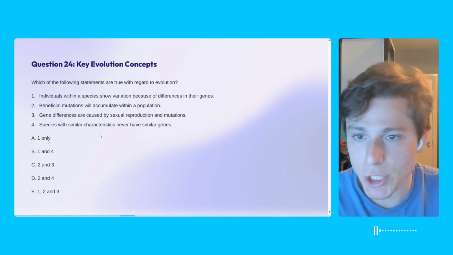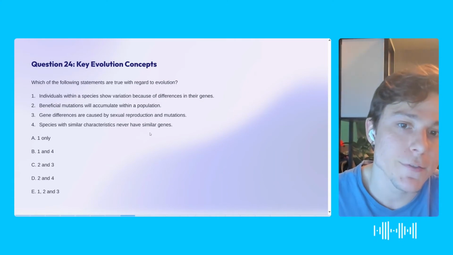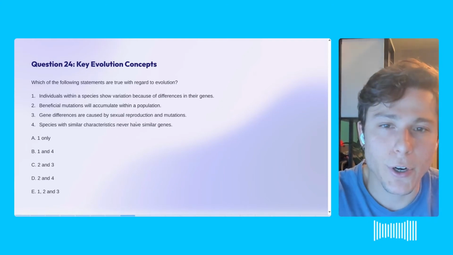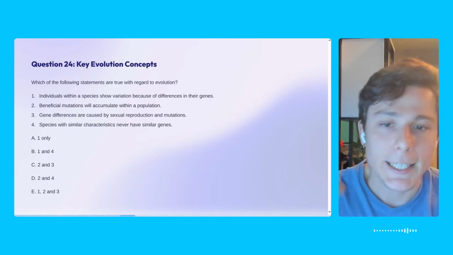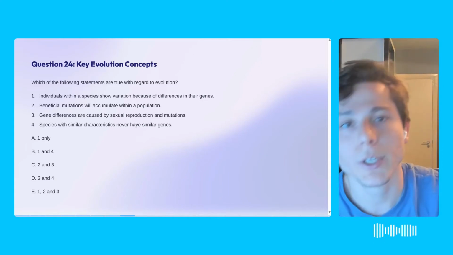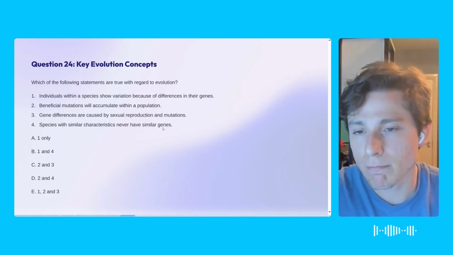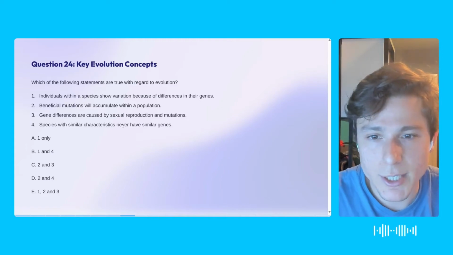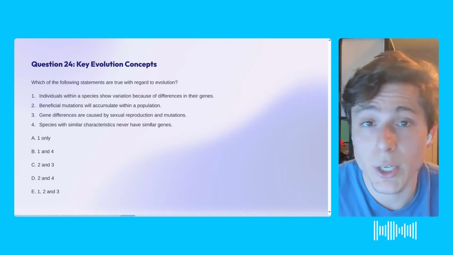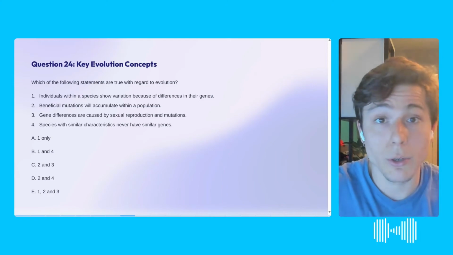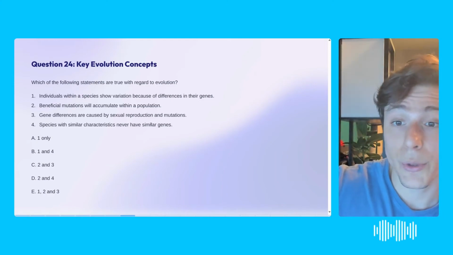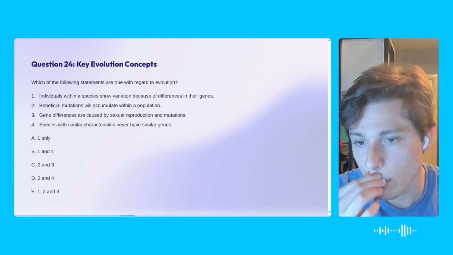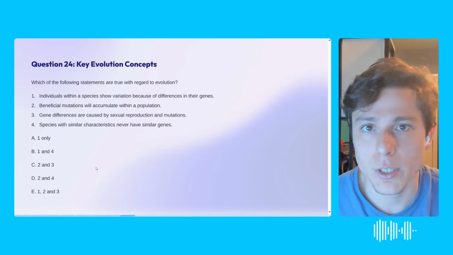Fourth statement: species with similar characteristics never have similar genes. Remember, in sentences that have words like never, always, only, these statements are very likely to be wrong. By reading this, we can deduce that it's just not correct, because species with similar characteristics have similar genes. It's like twins, for example. Clones have the same genes, so they have similar characteristics. So, nope. This leads us to 1, 2, 3. Letter E once again. This is a coincidence, I swear.